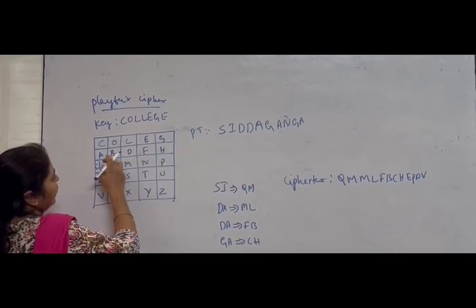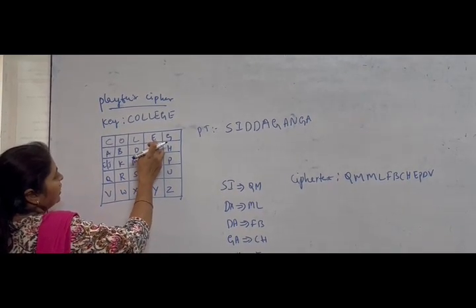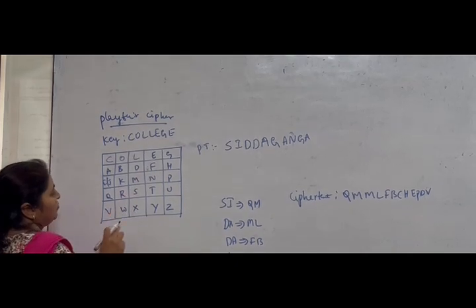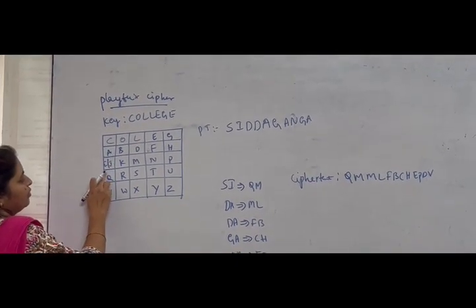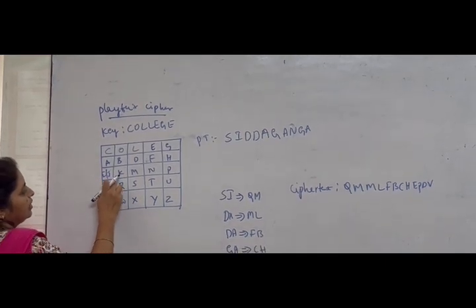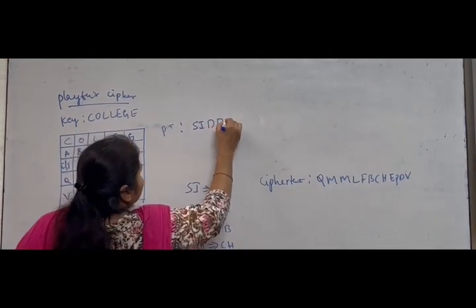So E, G, and after that A, B, C, D, E. E is already there in the first row, so we are omitting that. F, G, and so on. I and J are given in one of the blocks. Then K, M, up to Z. Now the plain text is Siddhalanga.